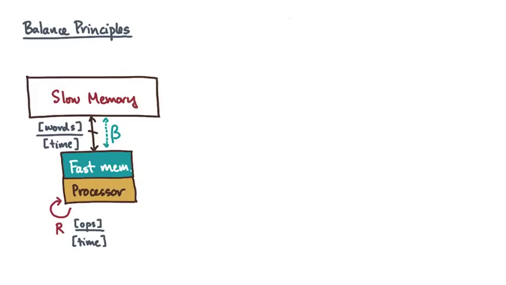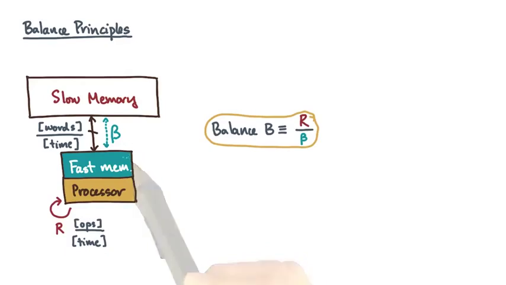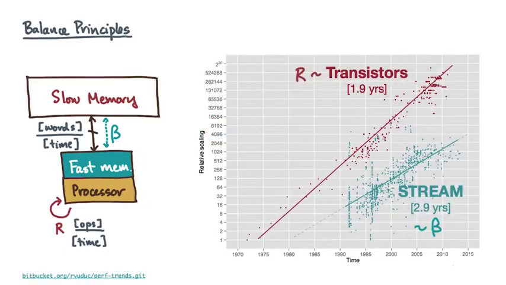For a sequential processor with a slow and a fast memory, recall the basic concept of the balance point of the machine. In terms of our cartoon, it's R, the peak rate of processing, divided by peak memory bandwidth. Let's also recall the historical growth trends of R and beta. The rate of improvement in computation far outstrips the rate of improvement in communication. This gap doubles about once every 5.5 years.